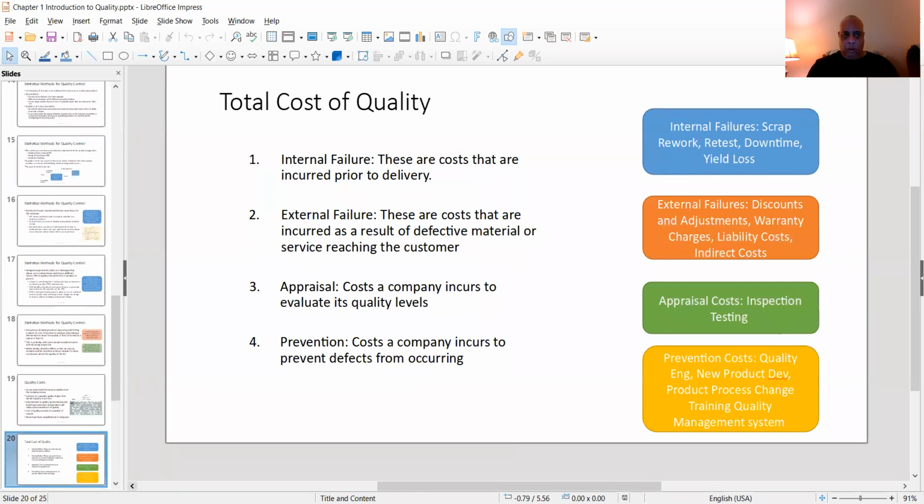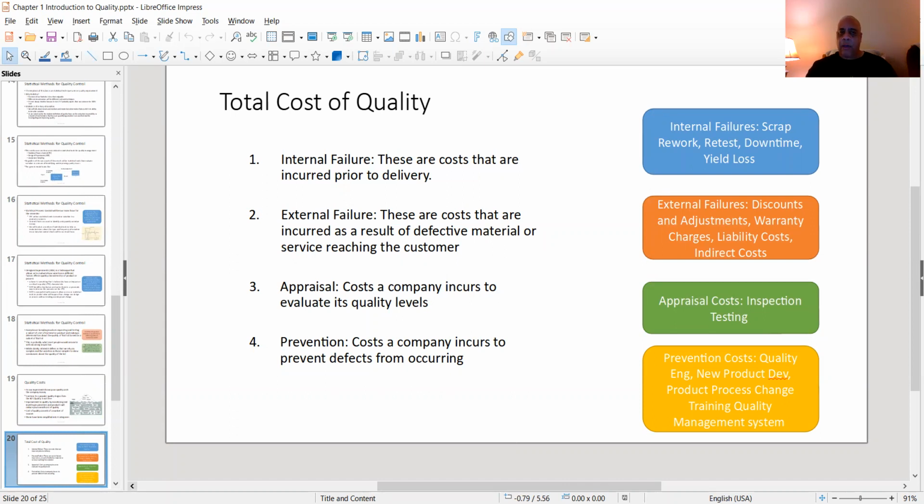Now, the cost of quality. We have internal failure. These costs are incurred prior to delivery. So when we have internal failures, we're going to have scraps, reworks, we're going to have to retest.